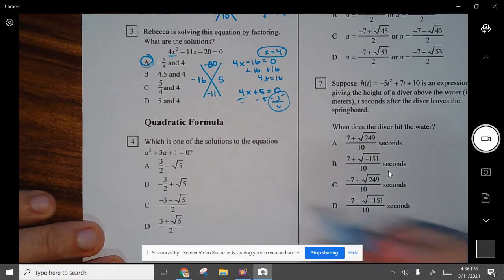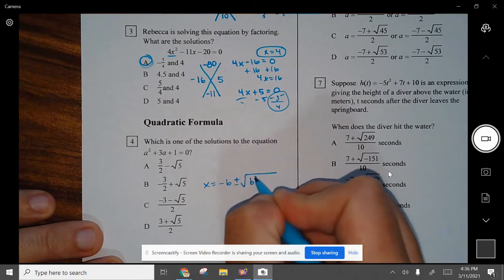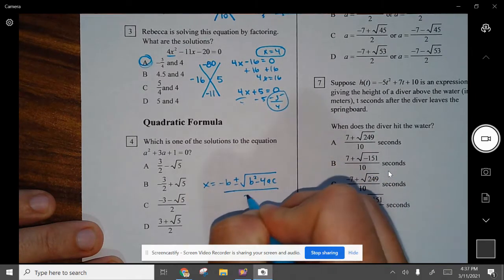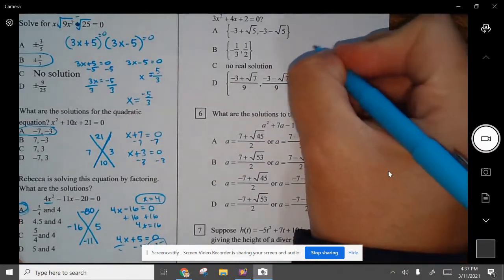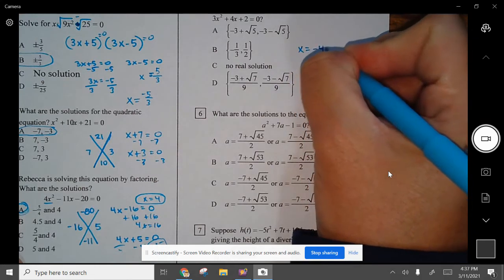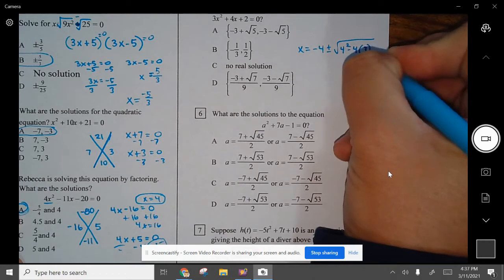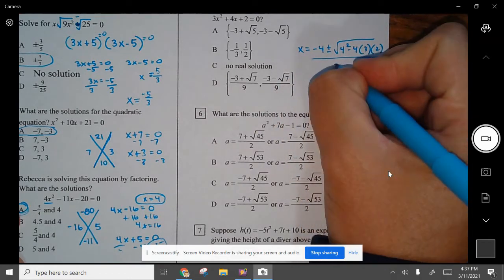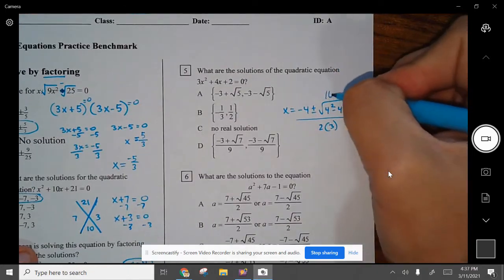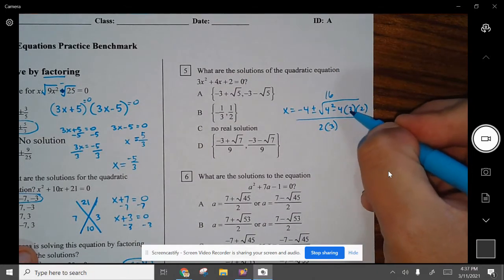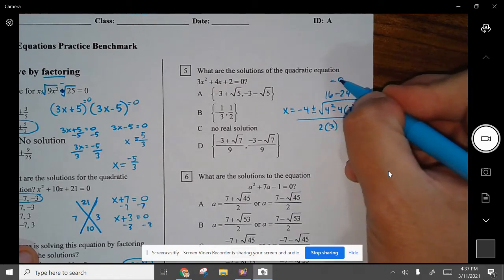Quadratic formula, you should know: x equals negative b. Okay? I'm not going to do that one for you. I'm going to help you with this one. So x equals negative b plus or minus the square root of b squared minus 4ac, all over 2a. 4 squared is 16. Negative 4 times 3 is negative 12. Negative 12 times 2 is negative 24. Do this math, I'm going to get negative 8.